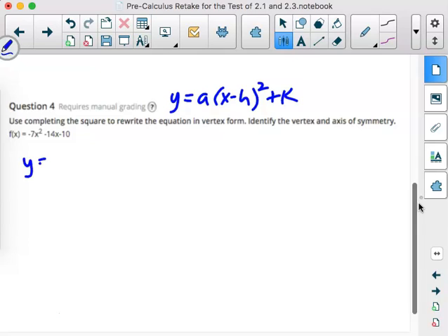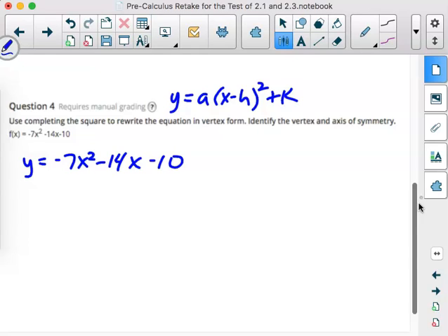So with this one, it's f of x equals negative 7x squared minus 14x minus 10, and we're going to use the completing the square to get this in vertex form, which would look like this. Right there, and then identify the vertex and the axis of symmetry. So first things first, I'm going to take that f of x off of there and make that y.